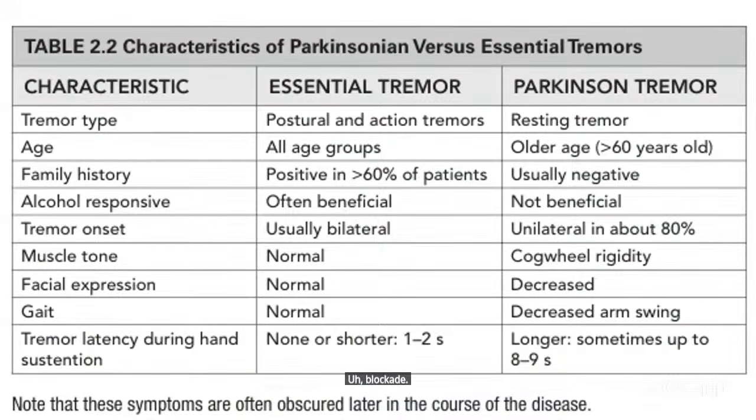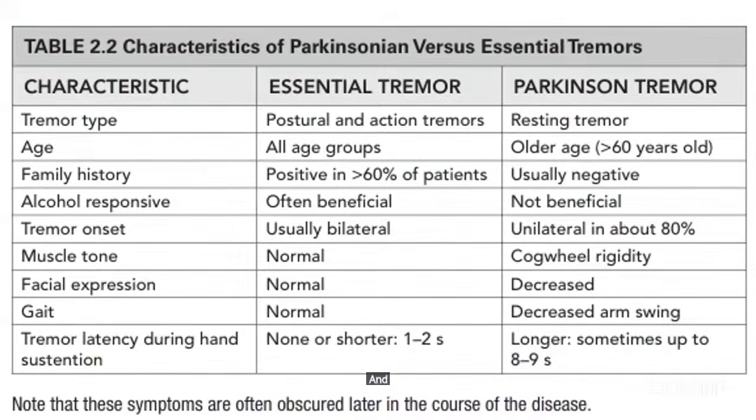Then muscle tone: we can see cogwheel rigidity in Parkinson tremor. Facial expression is decreased in Parkinson tremors while it is normal in essential tremors. Gait will be decreased, arm swing is decreased, and we have festination and shuffling gait in Parkinsonism.